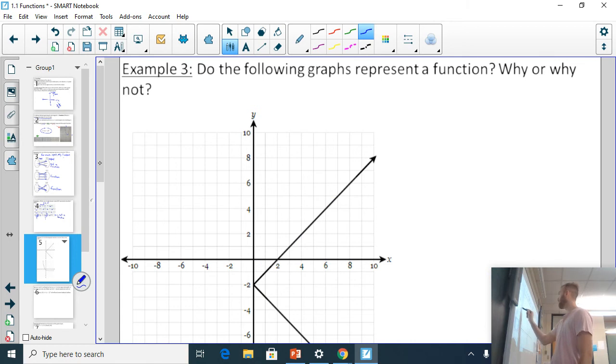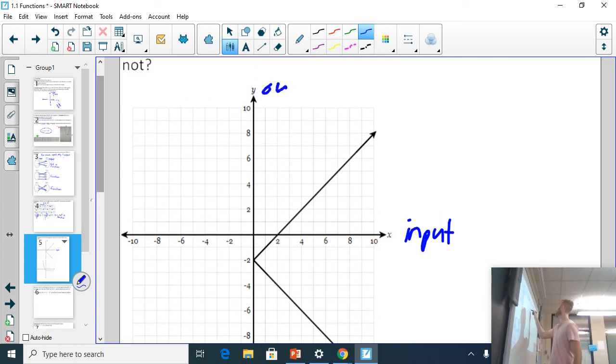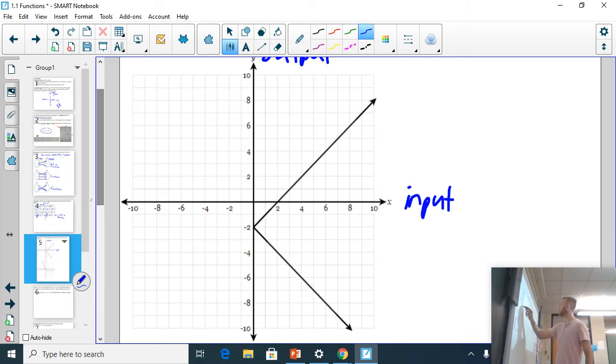And now let's think about it graphically. Do the following graphs represent a function, yes or no? And again, let's just think about what we have here. X is our input, right? And Y is our output. So for every single input X, we can only have one output.